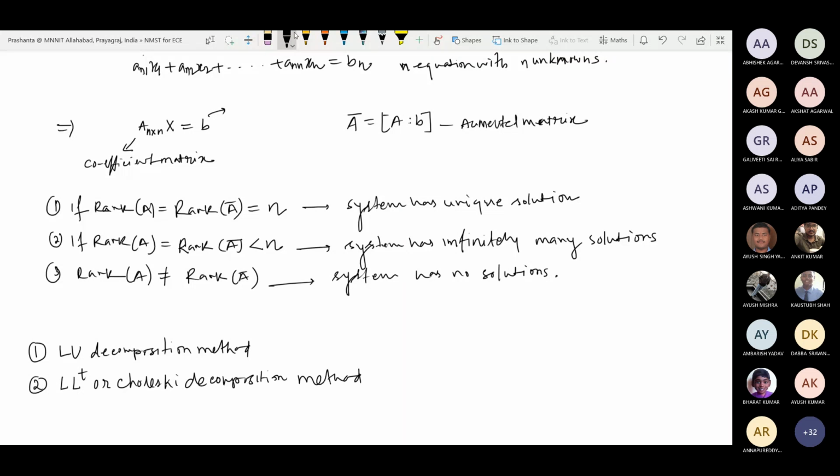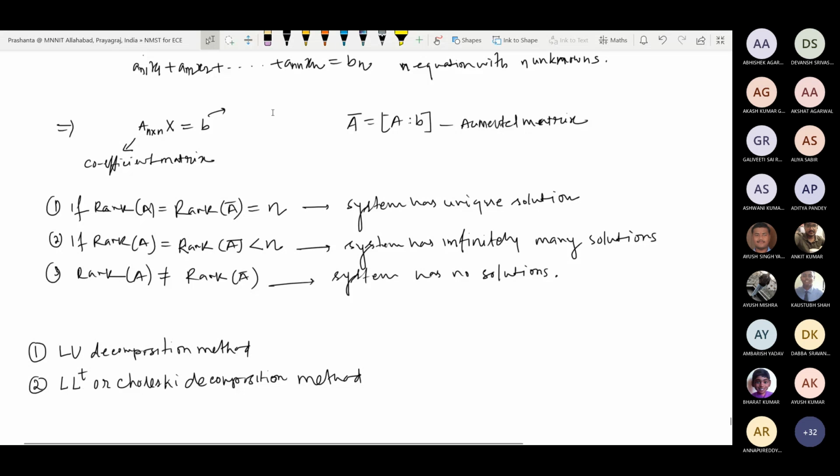Now, this method you cannot apply every time. For this Cholesky decomposition method, the coefficient matrix will have to satisfy certain conditions, then only you can apply this Cholesky or LL transpose decomposition method.